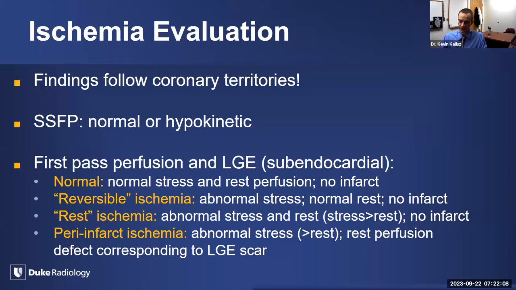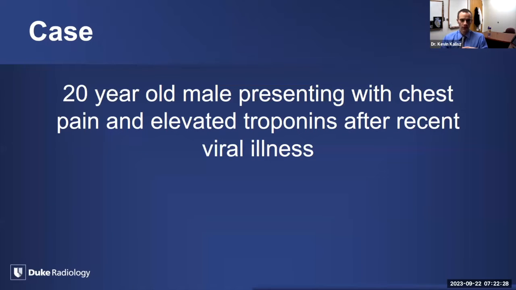One other option that I didn't show here is the concept of peri-infarct ischemia. So you'll have both abnormal stress and rest, and the rest perfusion abnormality will correspond to an LGE scar. So you've had a prior infarct, but the surrounding segments are ischemic, and that's what constitutes peri-infarct ischemia. Moving on, that's basically a summary of ischemic heart disease, and we'll move away to non-ischemic cardiomyopathies for pretty much the rest of the talk.